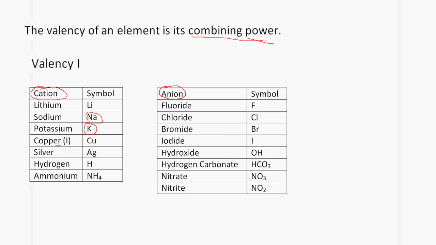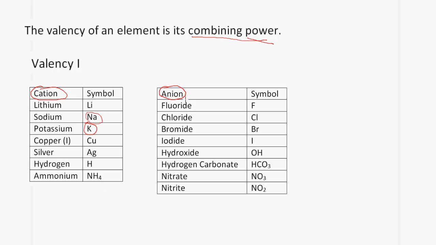Now copper can have several valencies. Copper 1 has a valency of 1 and the symbol is Cu. Silver has a valency of 1 and the symbol is Ag. Hydrogen has a valency of 1 and the symbol is H. Ammonium has a valency of 1 and the symbol is NH4.